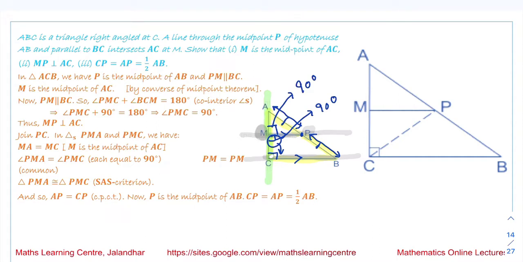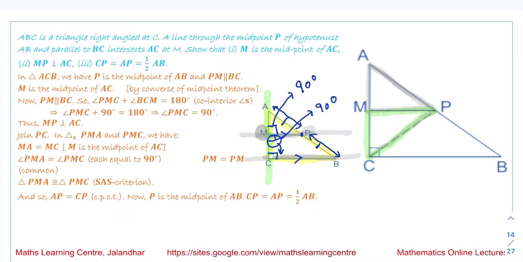Now next we have to prove that this CP is equal to AP. So first of all, we are joining these points C and P. We have joined these two points C and P, and we are saying CP is equal to AP. Now look at the triangles over here. We are talking about two triangles. One is PAM and the second triangle is PMC.